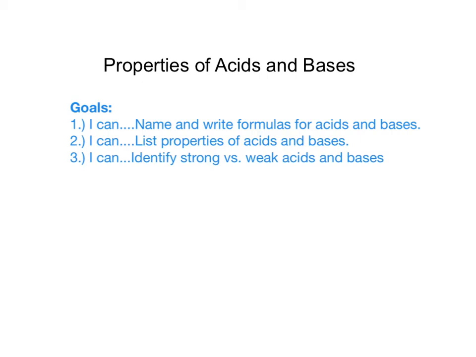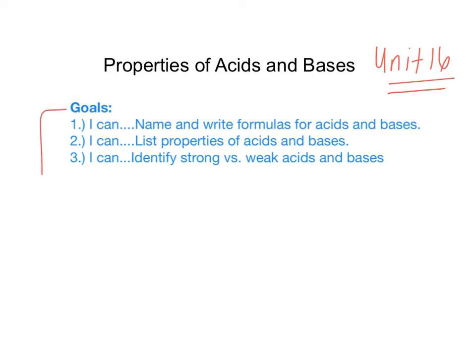This is the Chem 1 lecture for properties of acids and bases. This is Unit 16, so if you have the paper packet, you can open that up. If you have a scratch piece of paper to take notes on, or download the digital version in Google Classroom. This is lesson 1 of this unit.